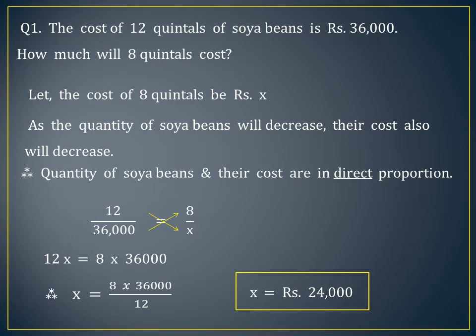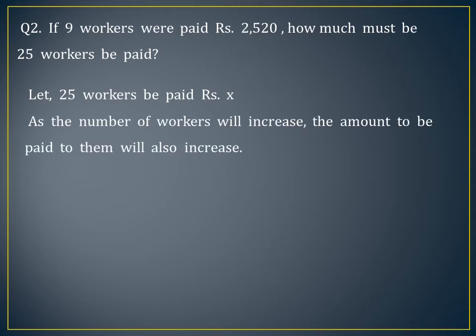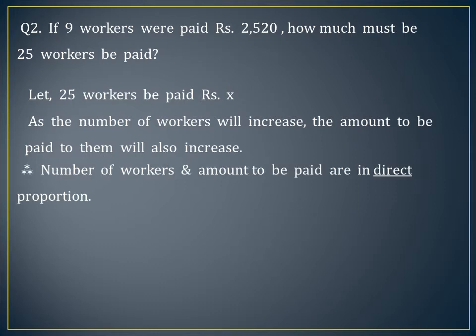Now the next is: 9 workers are paid rupees 2,520. We need to find how much 25 workers should be paid. Again let's assume that 25 workers need to be paid x rupees. As the number of workers that are hired is increasing, the money that we'll have to pay will also increase. Therefore this is again a direct proportion sum.